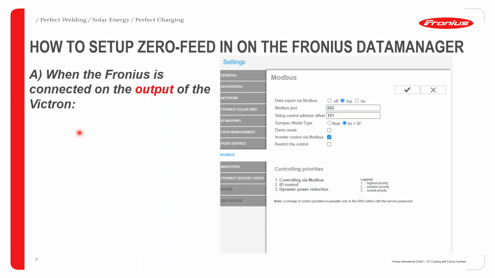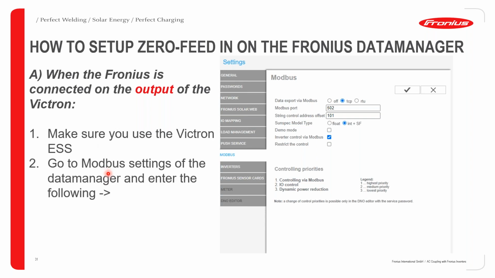So we have the first option here. If the Fronius inverter is connected to the output of the VICTRON, please ensure that you use the VICTRON ESS, the VICTRON Energy Storage System. Then you can go to the Modbus settings of the data manager, using the web user interface, and enter the following settings. Ensure that it is set to TCP for data export via Modbus.